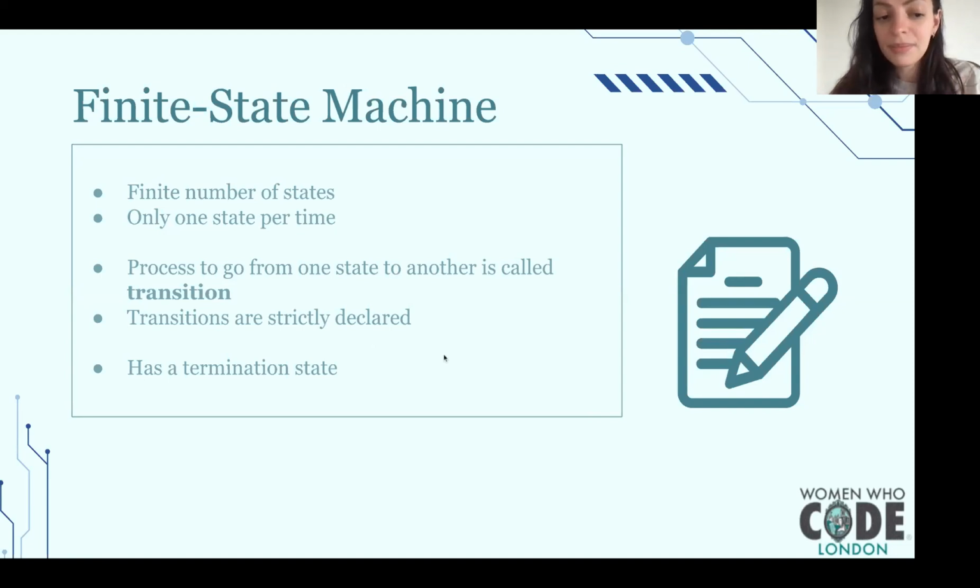And a finite machine has a termination state. But you can, for example, declare that even if my model is terminated, it can be created again. So you can have a transition from the termination state to the first state. Okay, I hope everything is clear. Please let me know if you have any questions.